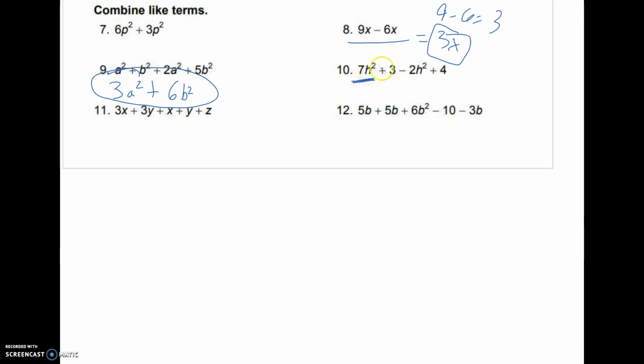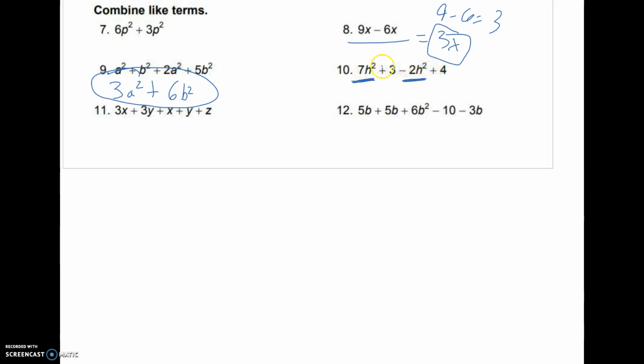7h squared. Can I combine that with 3? I cannot, because 3 does not have an h attached to it or an exponent of 2. So I can't combine that. So if you write something like 10h squared, that is not correct. Some people will try to do that. So see if you can catch yourself if you're making mistakes like that.